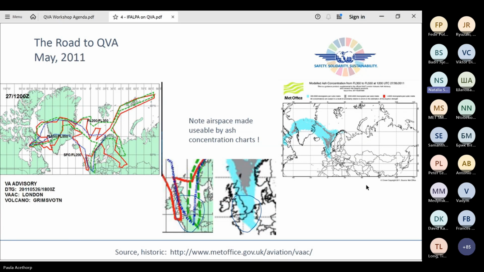Let's say they get an assessment for low concentration ash, and let's see what it does. You see the two enlarged inserts here, and there is a thick blue line. That's the ash advisory that blocks flights from Europe over the UK and beyond. And if you use the ash concentration chart, you can see it's only low concentration, and flights from those operators that have the risk assessment can go through and operate.